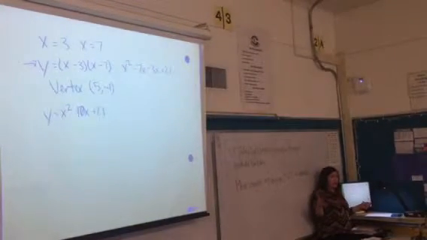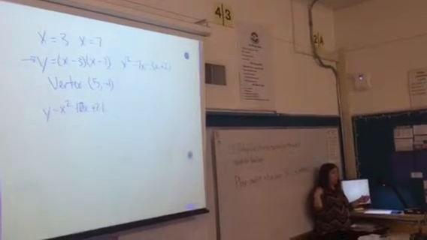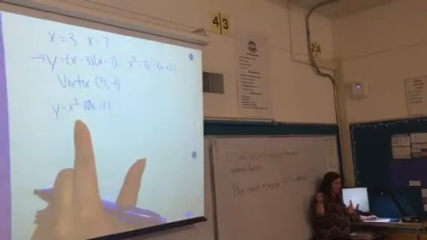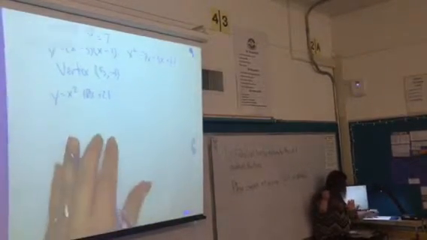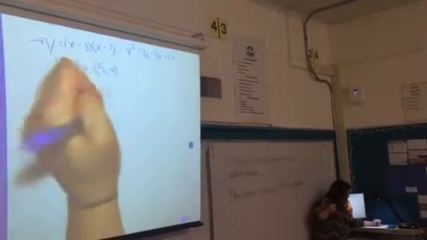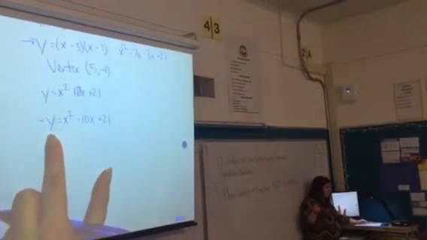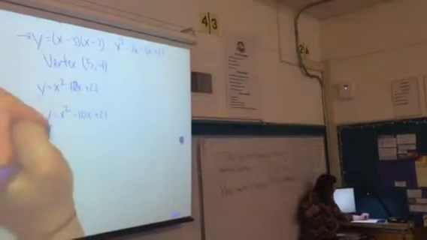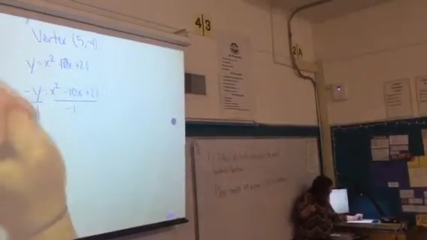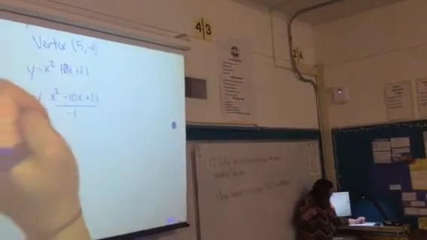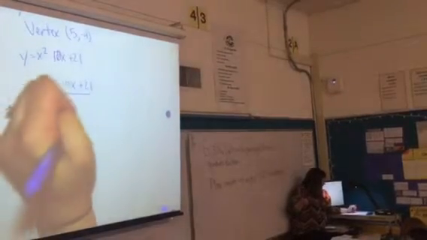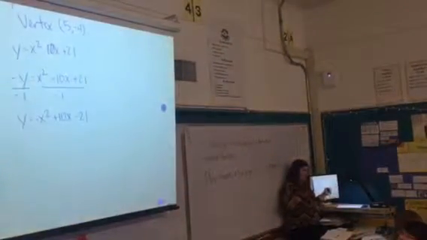When you reflect over the x-axis, what's happening? What's changing to its opposite? Y. So if that's the case, you have to do what to y? So y becomes negative. You have negative y equals x squared minus 10x plus 21. When y is negative, you can't graph it, so you have to divide by negative 1, and then you end up getting y equals negative x squared plus 10x minus 21. Does that make sense? Mm-hmm.